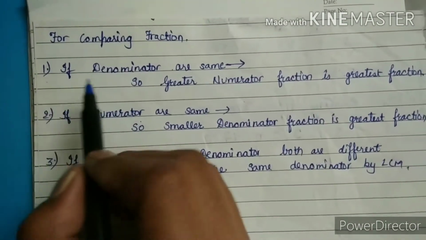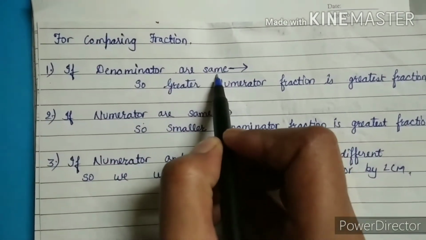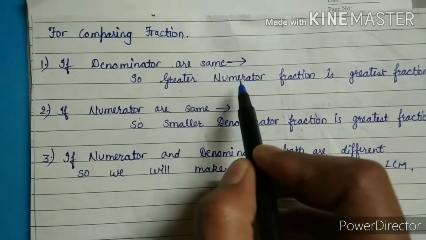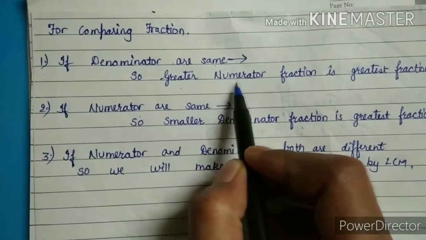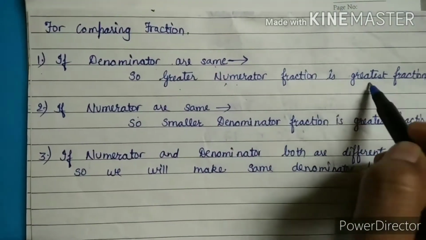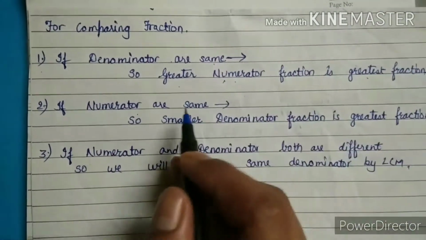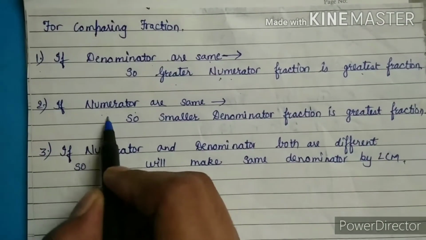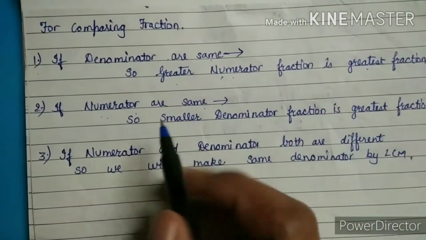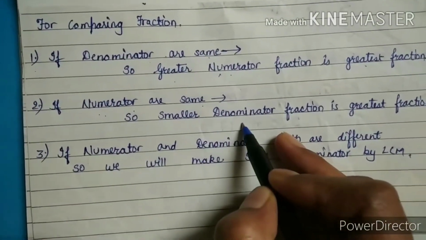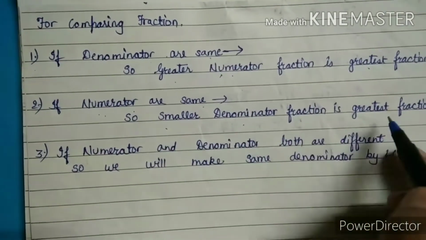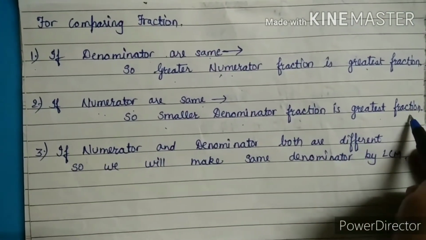First condition: when the denominators are the same, it means the downside values are the same. At that time we have to see only the numerator. Whose numerator is greater, that fraction will become the greatest fraction. Same in the numerator: if the numerators are the same, it means the upside values are the same. In that case we will simply see the denominator. The smaller denominator fraction is the greatest fraction.